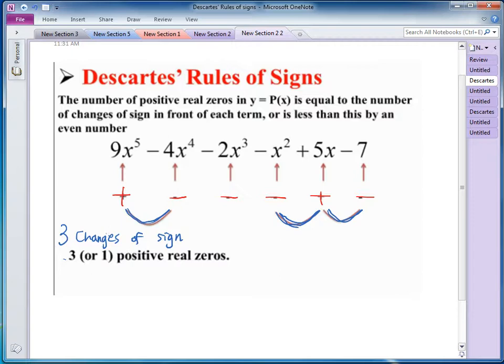His theorem says if you subtract an even number, 2, from the maximum, you will have another possibility. So 3 is the maximum, and in another case you will have 1, okay, 1 or a maximum of 3. That is going to be called Descartes' rule of signs. And I need to add some more to it, because in this example we talk about only the positive case.